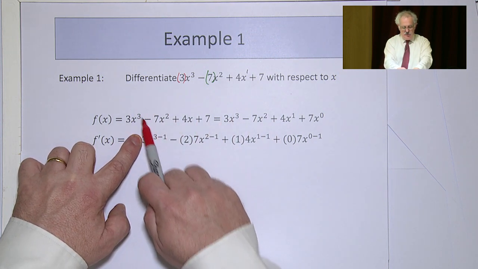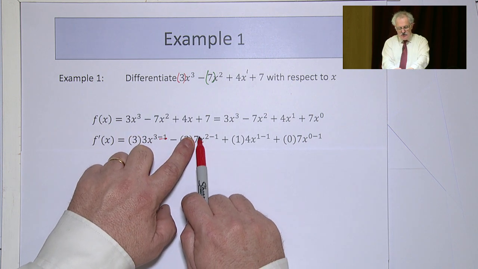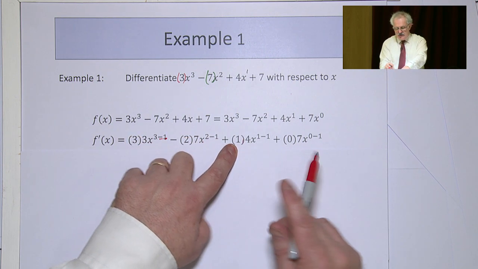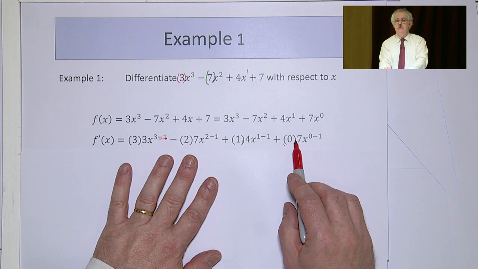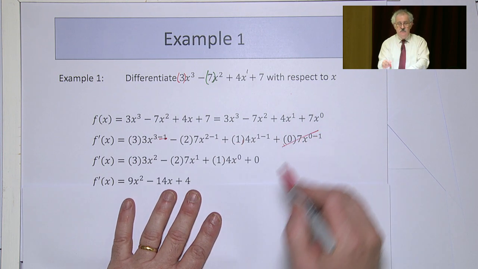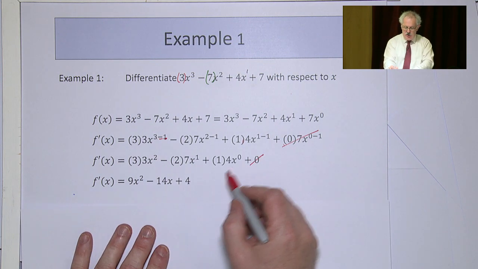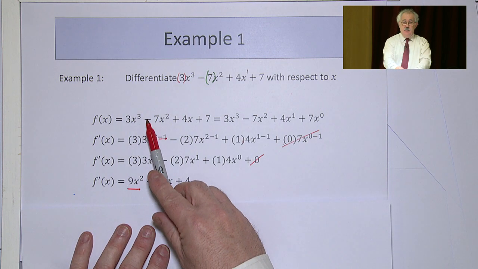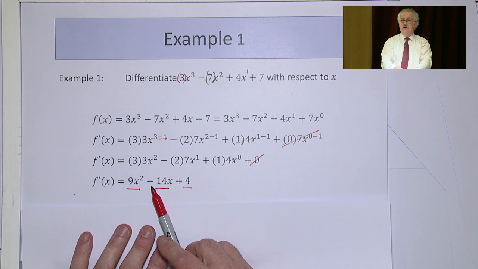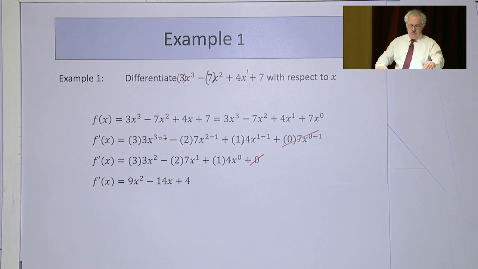Then I applied the rule. 3 became 3x squared, 3x to the 3 minus 1. 2 times 7x, that 1 times that, 1 minus 1 became 0, and 0 times anything falls out. So that's why we got a 0 there. The 4x to the 0 became the 4. The minus 7 stayed as minus. The plus stayed as plus. So that's example 1.